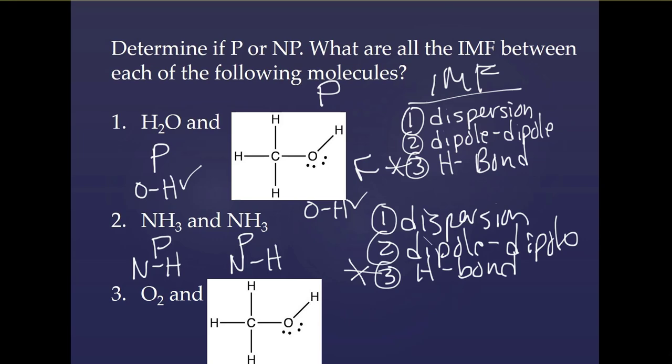Let's look at this next one. So I have oxygen. It's just bonded to itself. And because it's bonded to itself, it is nonpolar. And then let's look at this next one. We've already determined that it is polar, in that number 1. So this is nonpolar with polar.